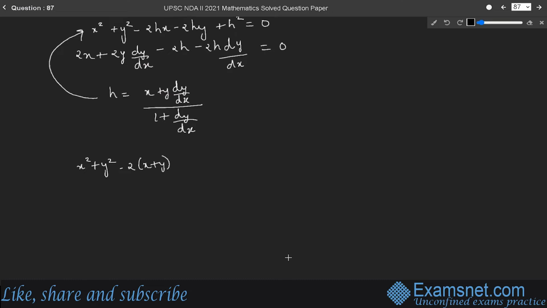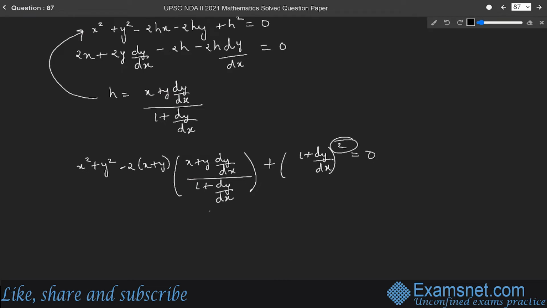and taking minus 2 into x plus y common here, then the remaining term will be x plus y dy by dx upon 1 plus dy by dx, plus 1 minus dy by dx whole square is equal to 0. So you can see that for degree we do not have to solve it further. So you can see that the highest degree here is 2.